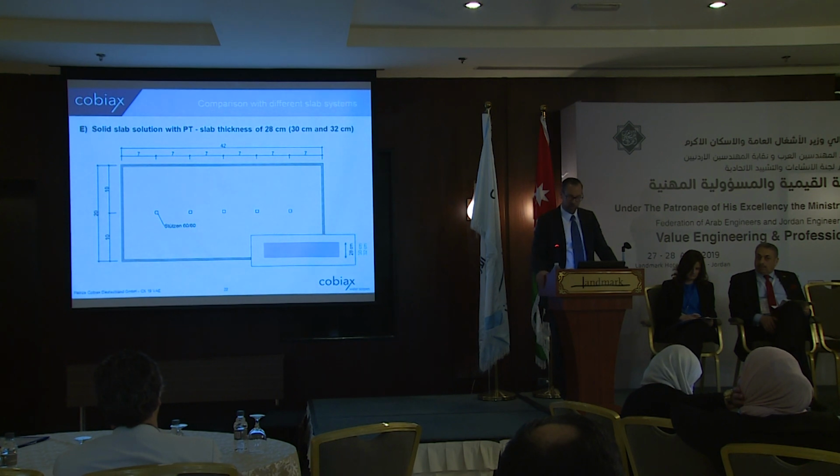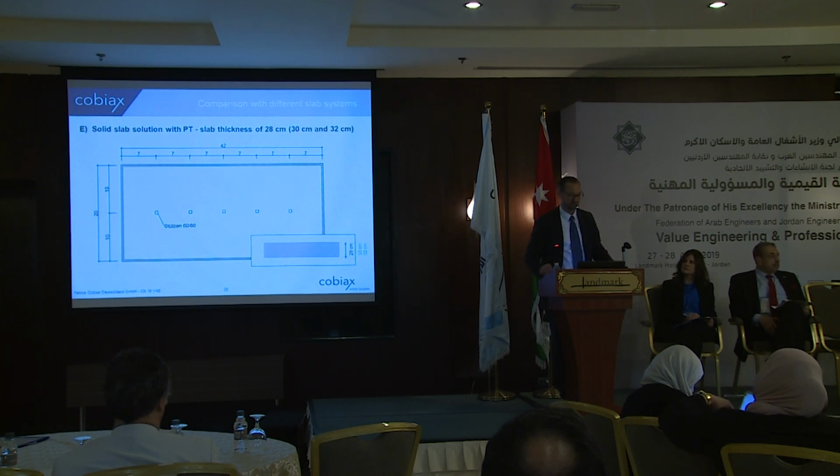That's only one example of my comparison. The next solution is a PT slab. The first slab thickness that I have checked is a 28 centimeter slab, so slightly reduced slab thickness. Then a 30 centimeter slab and a 32 centimeter slab. That's the same thickness as the Kobiaks slab. And with these 3 solutions, you have different strengths of post-tensioning.